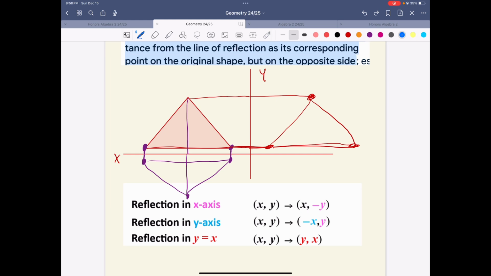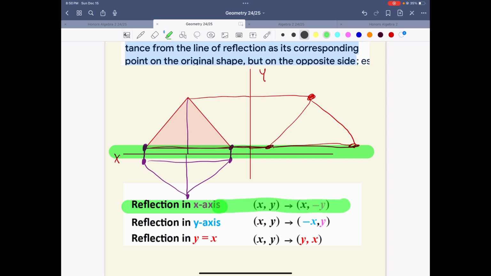If you're going to reflect, these are easy to do as long as you know the original coordinates. So if we're reflecting across the x-axis, and again, this green is the x-axis, if our original point is (x, y), our reflection is (x, negative y). And I think you can see that. If we're reflecting it across there, our y is going from positive to negative. The x value is not changing. Okay? That's the first one.